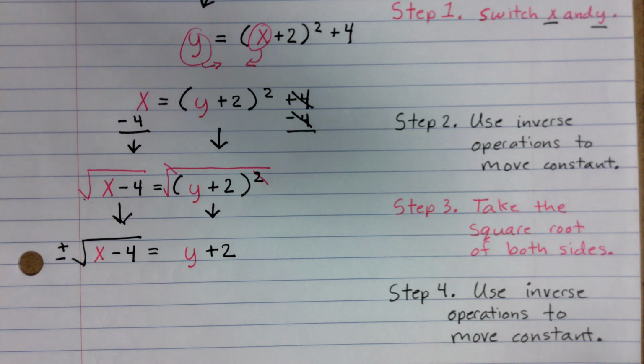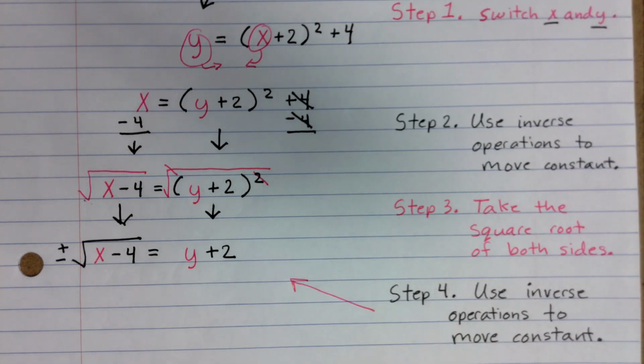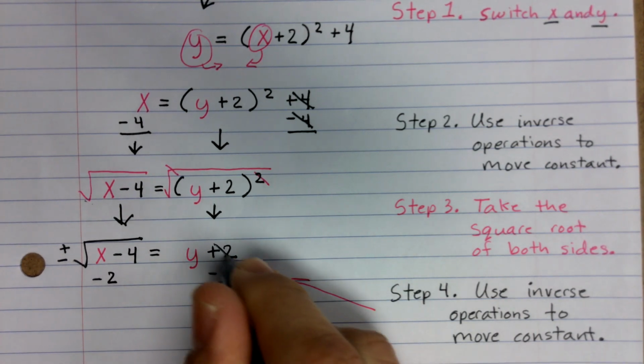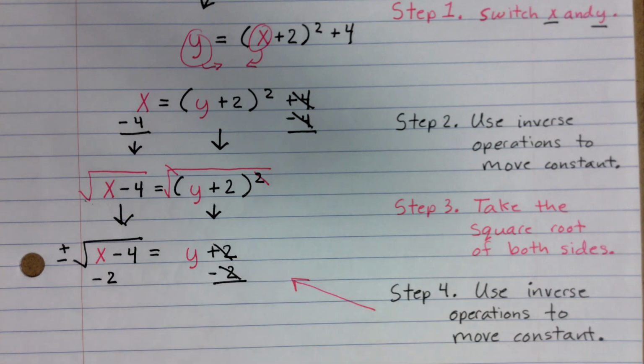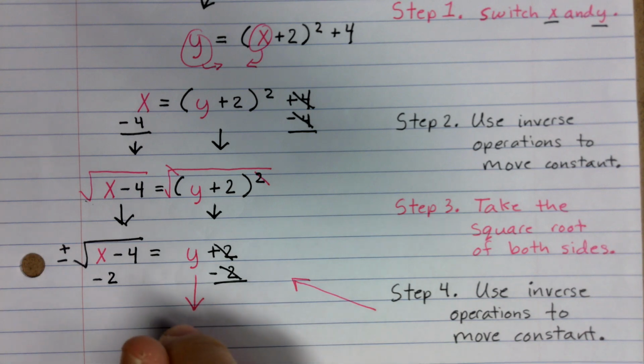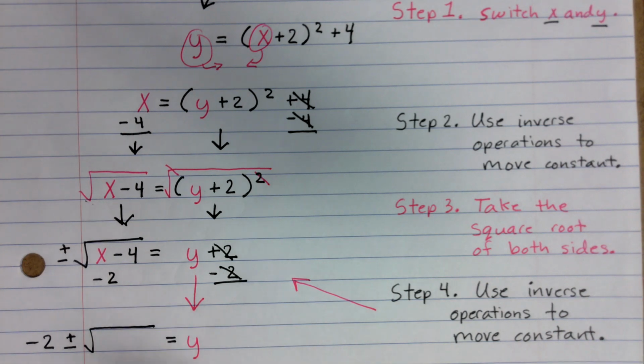So once we get to this point, we have to consider our restriction. We're going to deal with that in just a moment. But notice step 4 says use the inverse operations to move the constant. So we're going to move that 2 over. I'm going to subtract 2 from both sides. Now on the right side, it cancels. But on the left side, it does not. So rewrite this as y is equal to, and I have plus or minus, and I'm going to put my -2 in front. So I get -2 plus or minus the square root of x minus 4.